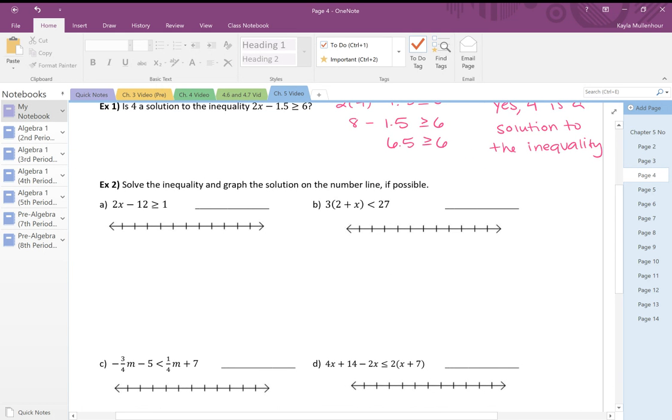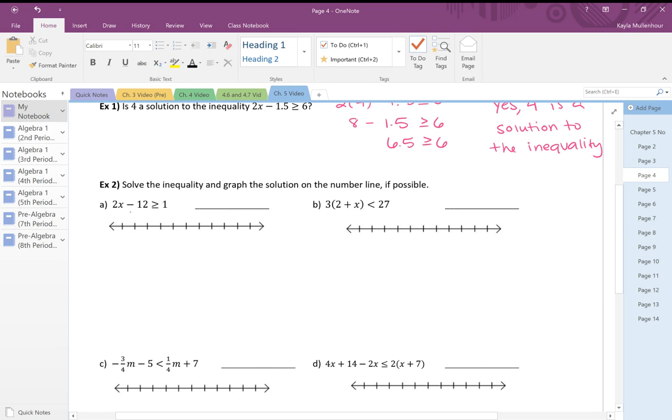Example 2, this is just a bunch of multi-step inequalities. You're going to solve them very similarly to how you would an equation, except you're dealing with an inequality sign this time. The only thing that's different is you need to make sure that if you're multiplying or dividing by a negative, you flip your inequality sign.